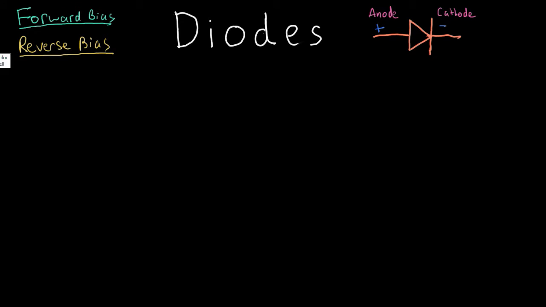So if we put the diode in a circuit to create our battery source, we have our battery, which has a positive and a negative terminal. And we're going to connect the diode in what's called the forward bias configuration. Forward bias, and we'll get into that here in a second. So we're going to create our diode in the forward bias configuration.